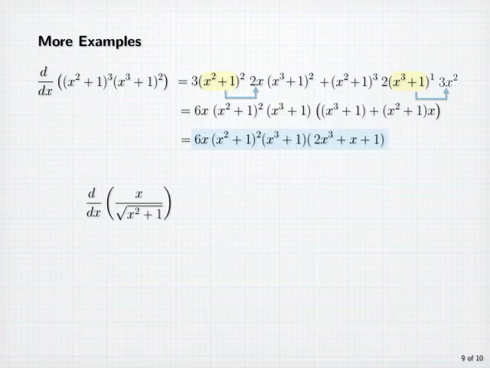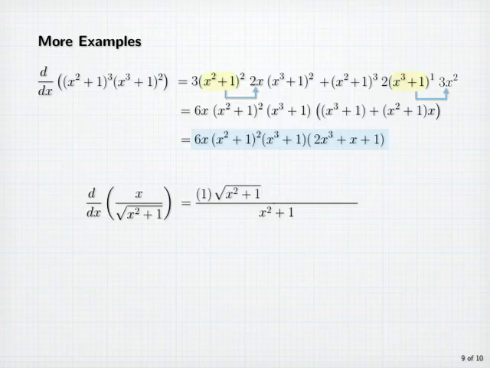Let's take the derivative with respect to x of x over the square root of x squared plus 1. Now here we begin with the quotient rule. The derivative will be a fraction whose denominator is the square of the square root of x squared plus 1. We begin writing the numerator by taking the derivative with respect to x of x, which is 1, multiplying by the denominator, and then subtracting the numerator x times the derivative of the square root of x squared plus 1.